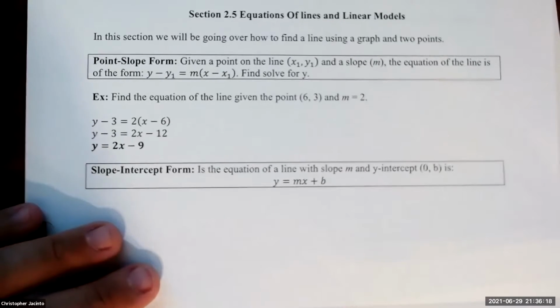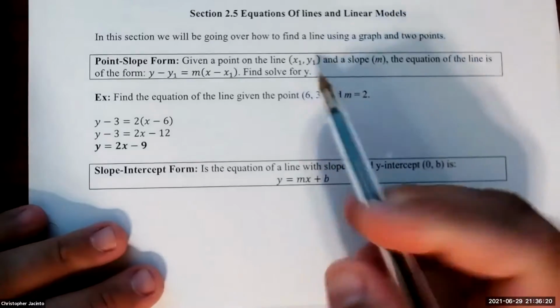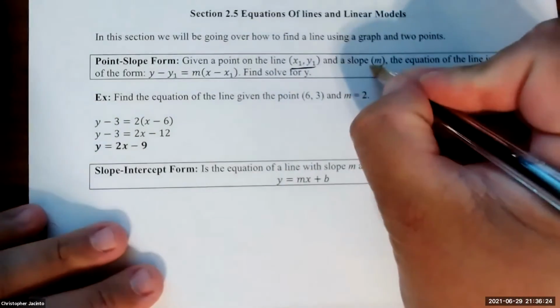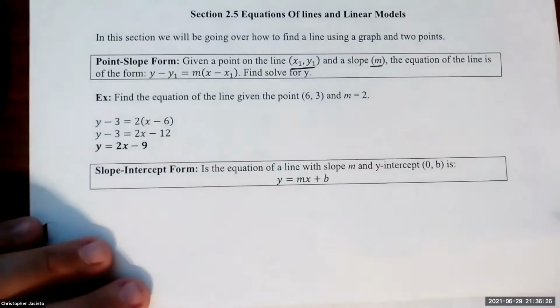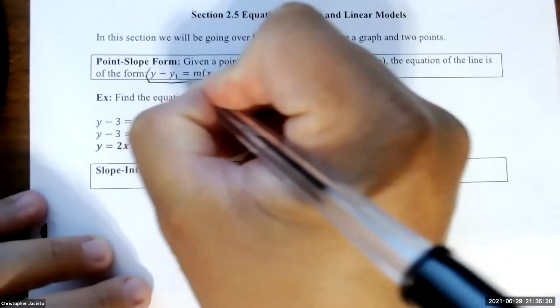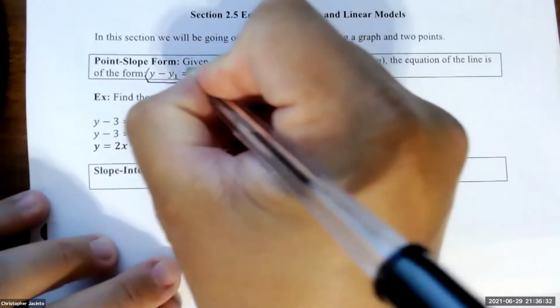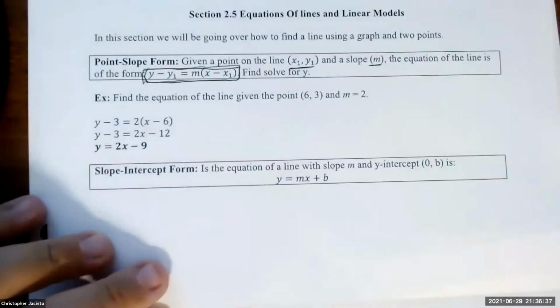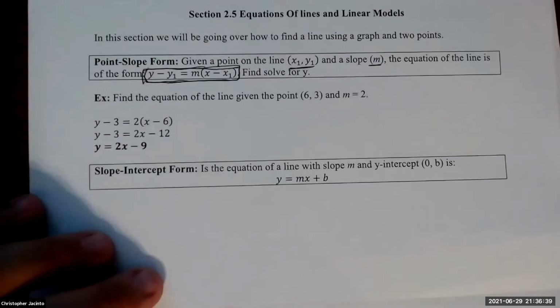The formula of the point-slope form is, given a point, x1 and y1, and a slope, we can find the equation of the line using this equation here. So it's not just enough to graph it, what is the actual line itself? It's going to be y minus y1 is equal to m times x minus x1.